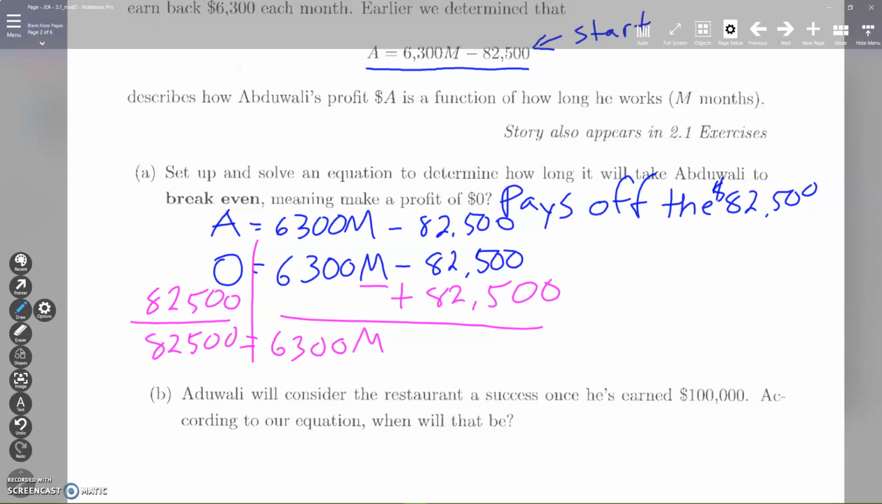Well, because that is a multiplication problem there, 6,300 times the number of months, we can use division. And I'll move it over to the side over here. And we can divide. We would take 82,500 divided by 6,300.